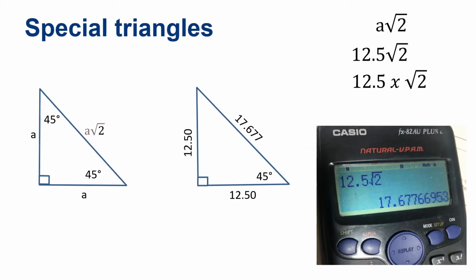Before we continue, you might remember we talked about special triangles in engineering. Here we have an isosceles triangle. We have both angles of 45, therefore both sides, A and A, are the same. So to solve the hypotenuse, all we had to do was A times the square root of 2. So 12.5 times the square root of 2 equals 17.667. Remember, if in doubt, use Pythagoras or trig.